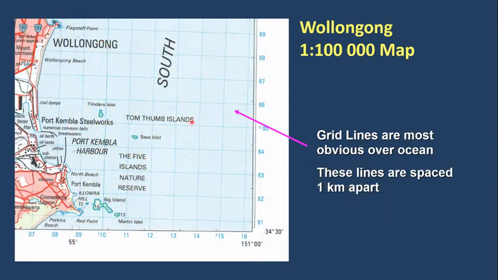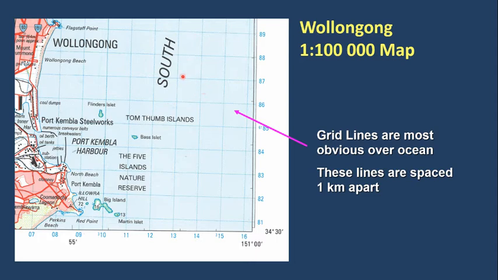So here we are zoomed in on the bottom right hand corner, and again here's the town of Wollongong shown there, and you can see the grid lines are quite obvious now. These blue lines, against the pale blue background, are our grid lines. And as I said, they're most obvious over the ocean. You can still see them, they run across the land, but they're not quite so obvious.